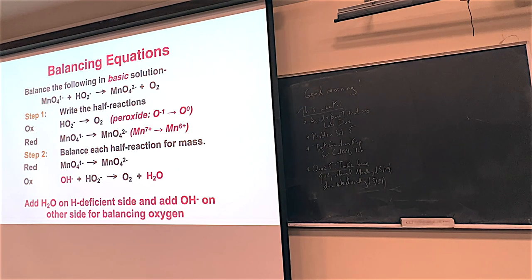We're looking at a reaction where permanganate is reacting with a type of peroxide, which is what this crazy thing is. It makes what's called manganate, which is a weird form of manganese, and oxygen. And we're trying to balance it in a redox reaction.